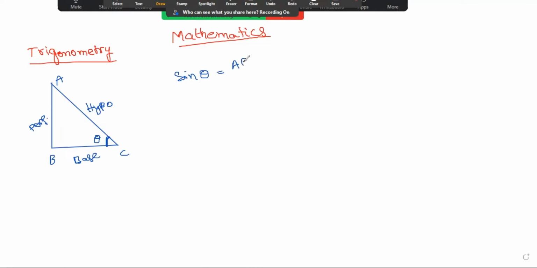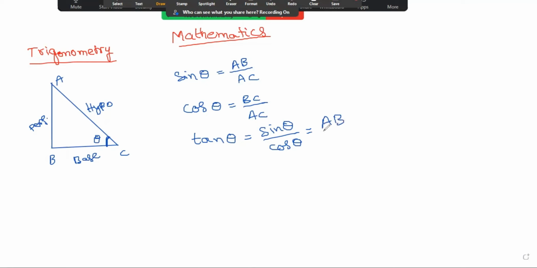The opposite side is AB by the hypotenuse, whereas cos theta we define as the adjacent side by the hypotenuse. Then tan theta, typically we write as sin theta by cos theta, and another way it can be written as opposite side by adjacent side. These are the basic trigonometric quantities which we will mostly use in physics.